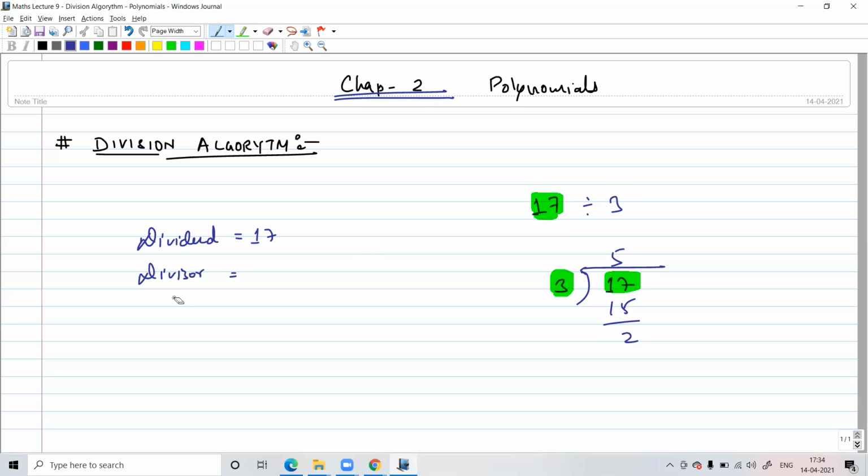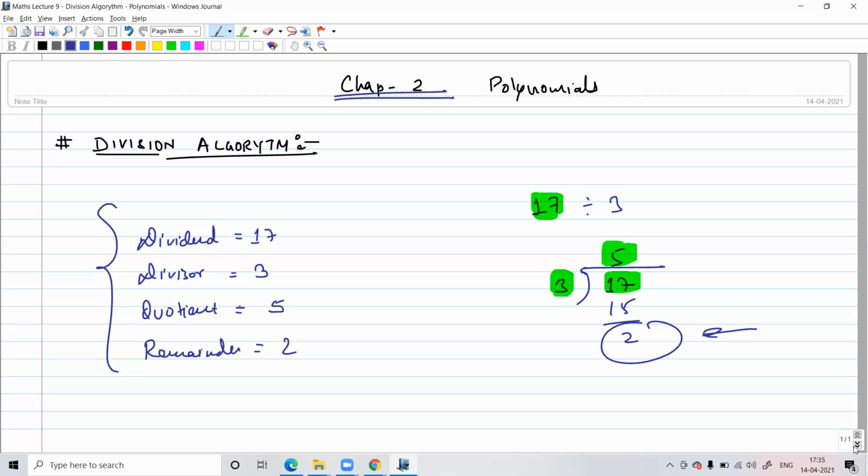Divisor, of course, means the one by which we are doing the division. We are dividing 17 with 3. So dividend and divisor. What about this 5? What is that 5? Quotient. Yes, this 5 is the quotient. And what is the 2? Remainder. Yes, remainder 2. So this is what you need to know, basic terms related to division algorithm.